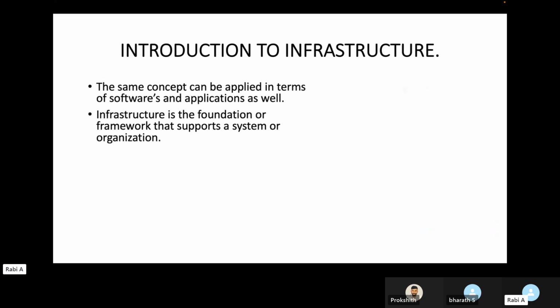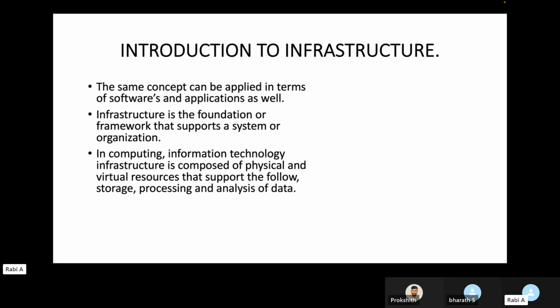Again, think of it like this. You want a house. If you don't have the infrastructure, if you don't have the foundation, you won't get the house, right? You won't be able to stay in that house. The same applies here also. In computing, information technology infrastructure is composed of physical and virtual resources that support the flow, storage, and processing as well as analysis of your data. Any operations that you want to do, any processes you want to run, you need some kind of infrastructure.